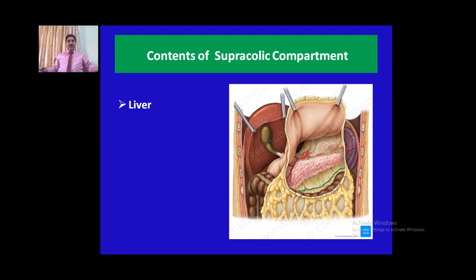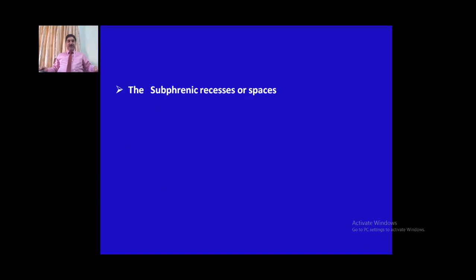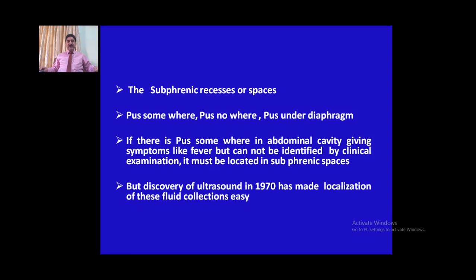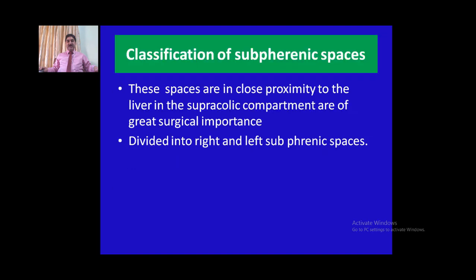mesentery. Contents of supracolic compartment are liver, stomach, spleen, and the subphrenic recesses or spaces. The words of the surgeon are: pus somewhere, pus nowhere, pus under diaphragm. That means if there is pus somewhere in the abdominal cavity, giving symptoms like fever but cannot be identified by clinical examination, it must be located in subphrenic spaces. But discovery of ultrasound in 1970s has made localization of these fluid collections easy.